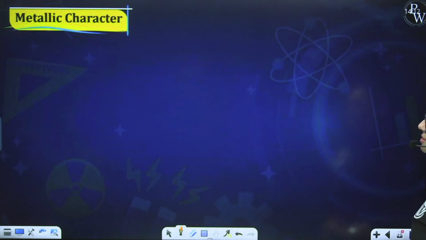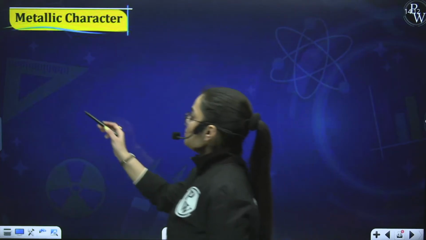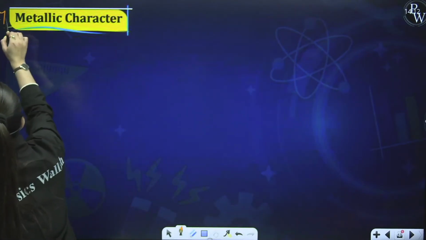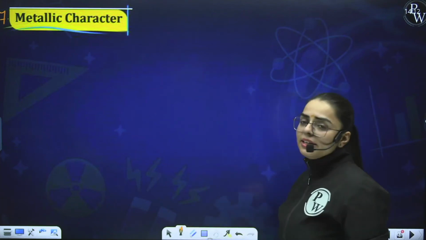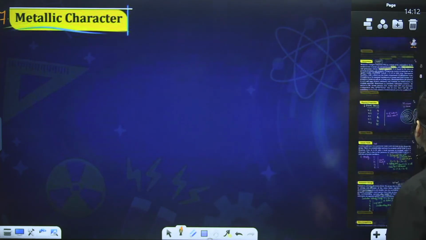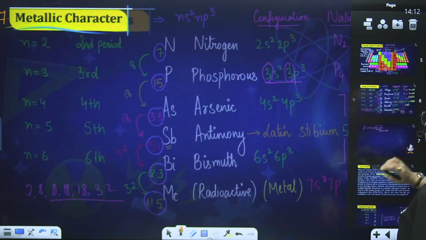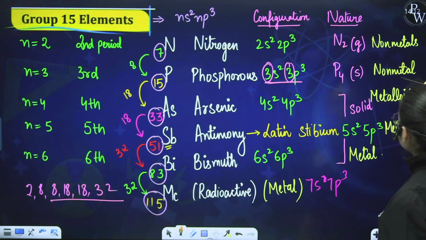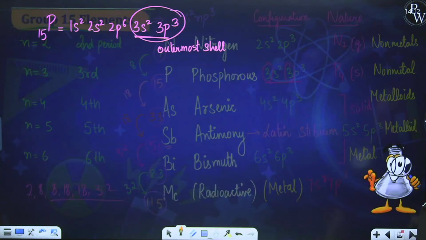Okay, now we shall see the seventh property, that is the metallic character. Now, metallic character I have already told you. There is nothing new in metallic character. You have already done this, but still I'll explain it to you. Let me show you where I have told you the metallic character. I have told you metallic character over here. See, these two are initially the non-metals, then the metalloid, and then the metals come.